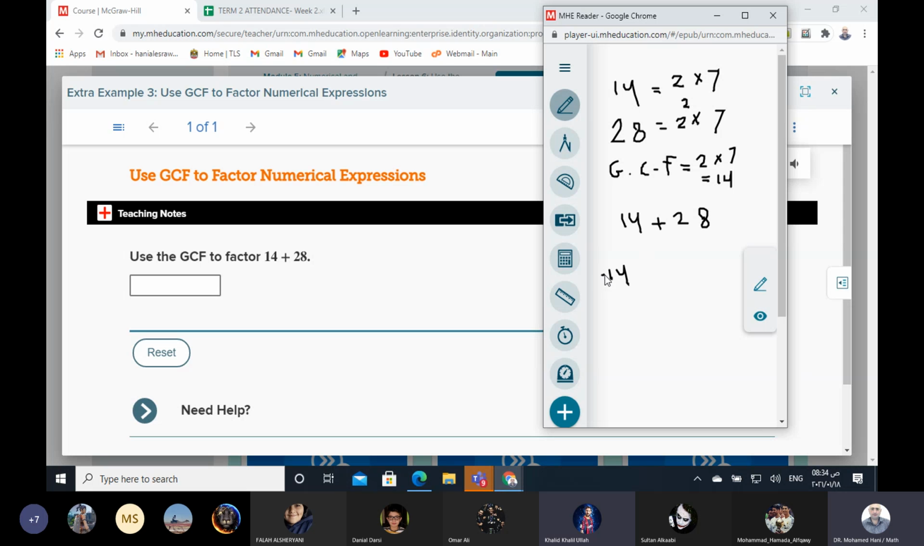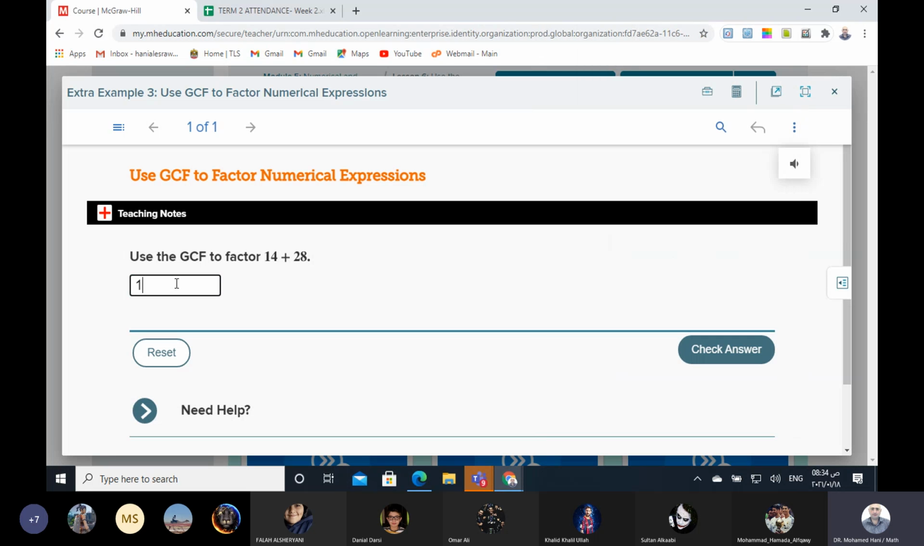Then take 14 and try to factor this sum. Write 14 here, then open parentheses. Take the first term, 14 divided by 14 will be 1. Plus, now 28 divided by 14 will be 2. As you see, this is the meaning of factoring the sum, the opposite of the distributive property. So we can write 14 times 1 plus 2.